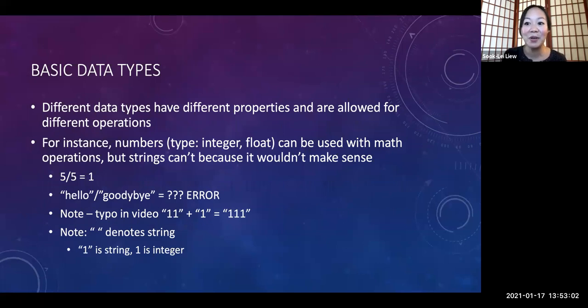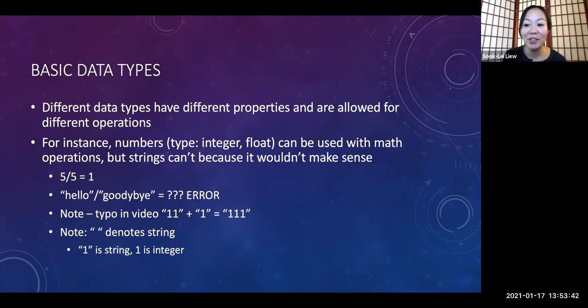Okay, so I'm going to assume that you watched that video, but in a nutshell, different data types have different properties and are allowed for different operations. So like you saw in the video, numbers like integers and floats can be used with math operations, but strings can't be used with most math operations because it wouldn't make sense. So for instance, you can do 5 divided by 5, and a computer knows that if they're numbers, you can divide 5 by 5 and the answer should be 1. But if you were to say divide hello by goodbye, you would definitely get an error because the computer has no logical rule for that. And neither do we. It's just not something that exists, right?